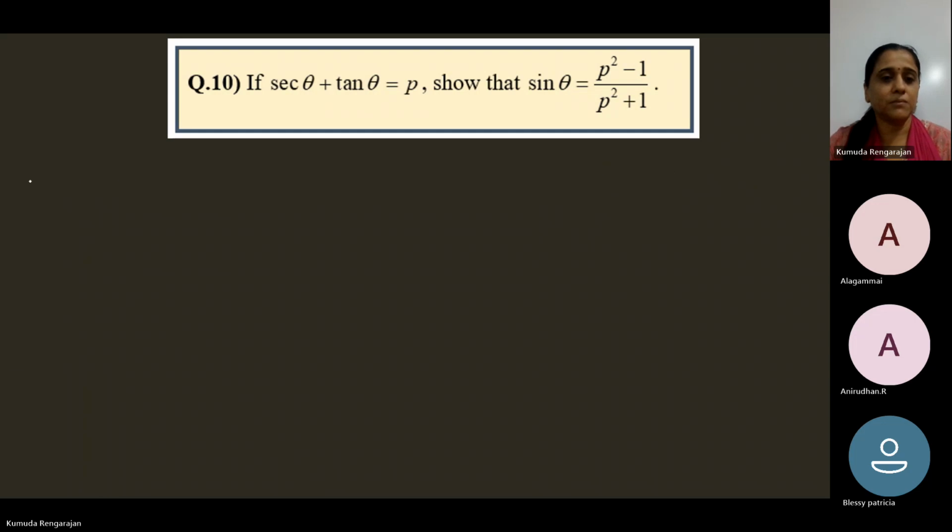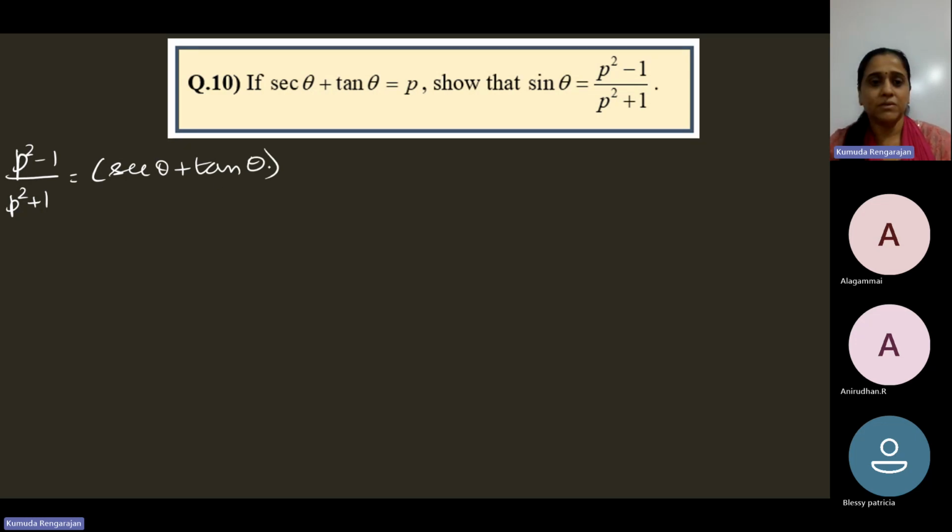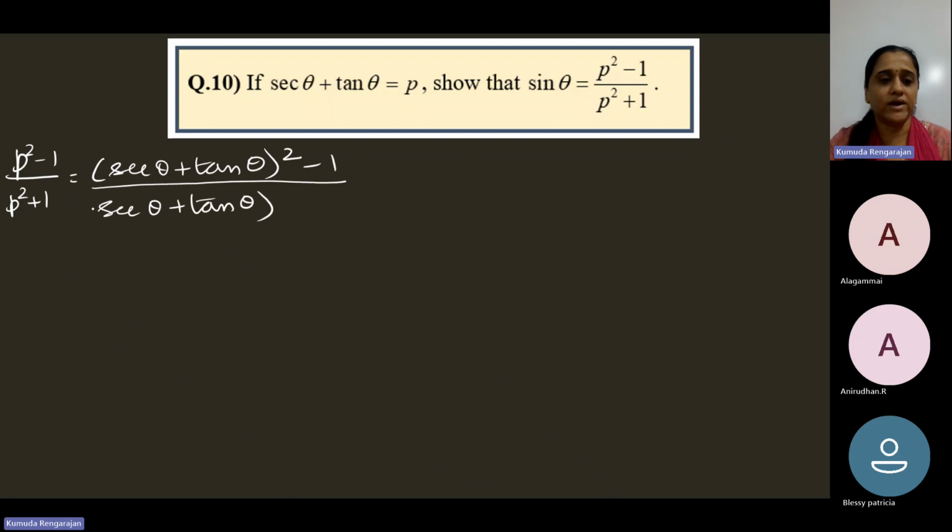Okay. So now p square minus 1 by p square plus 1 is equal to, what is p? Secant theta plus tan theta. P is this one: secant theta plus tan theta, the whole square, minus 1, by secant theta plus tan theta, the whole square, plus 1. Now let's expand, because when we expand we'll get secant square theta, tan square theta. So we can use identities. Now it is only secant theta and tan theta.